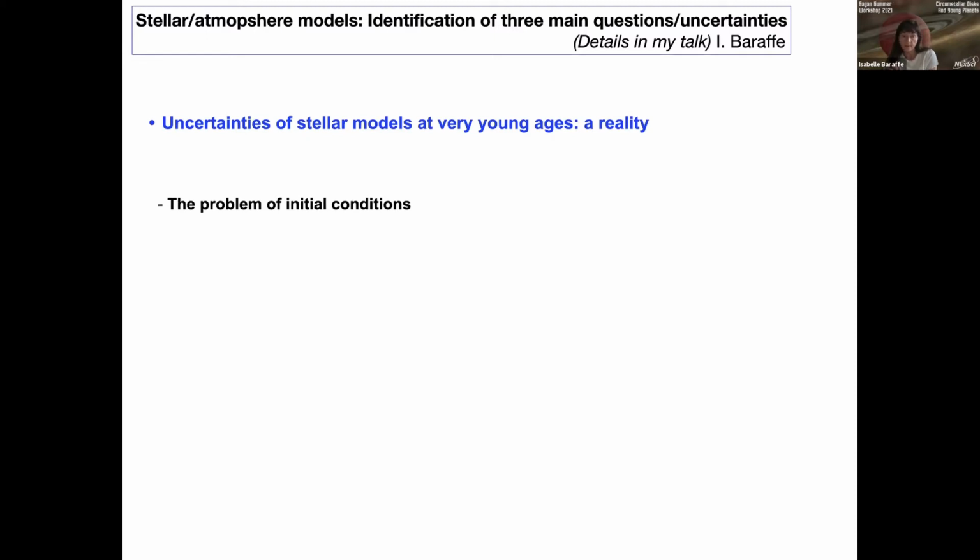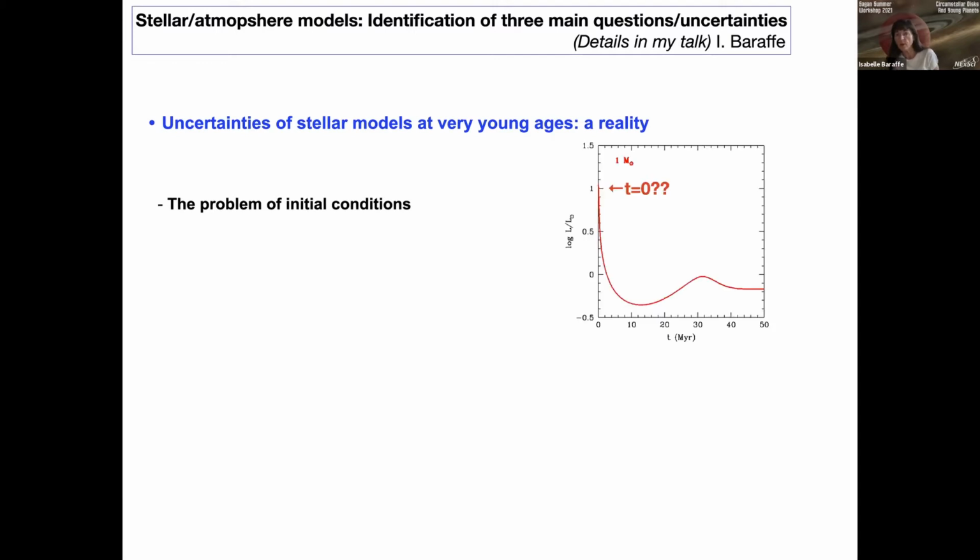And this brings us to the problem of initial conditions, which means that when we have a stellar evolution model, what is the t=0 time? And this is a question. So I raised the question in my talk. If you followed it, I don't have real answers.